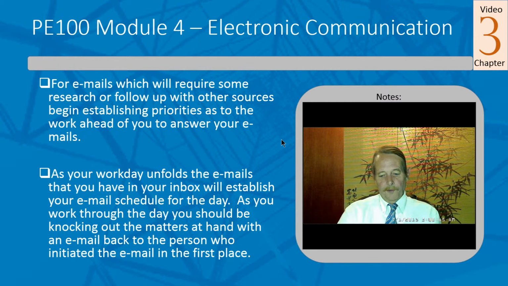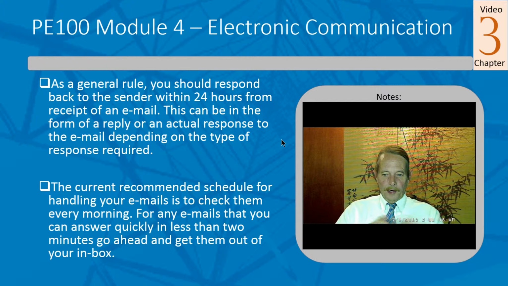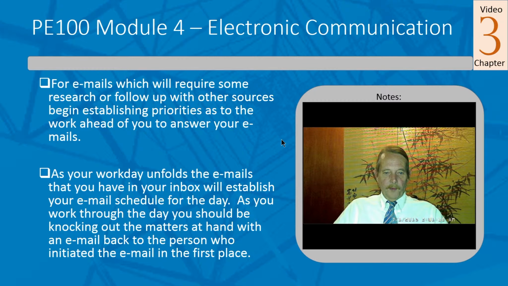So basically, if we go back to that, we're saying you have a 24-hour rule to either respond or reply. And when you're reviewing your emails, apply the 2-minute rule if you can, so that you can clean out the easy stuff and then keep focused on those items that are really important for you to manage at that time. So for emails which require some research or follow-up, you need to, at that same exact time when you open those emails up in the morning, establish priorities as to the work ahead of you.